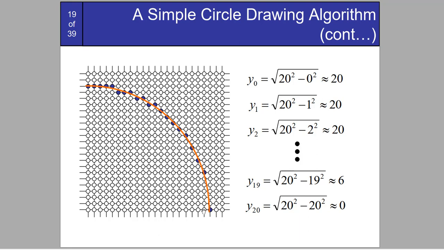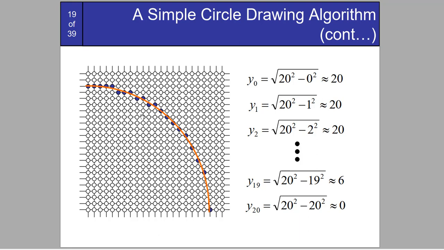For x is equal to 19, the value of y is 6. Now what happened to these points? These points are not there, which is now a problem. Similarly, this point is not there, this point is not there. So we cannot have a circle with those blue points. It is not a complete circle. Some points are missing, we can see, and that creates a problem.